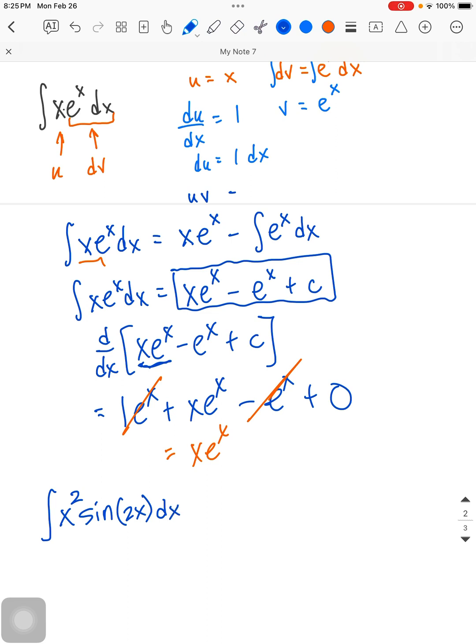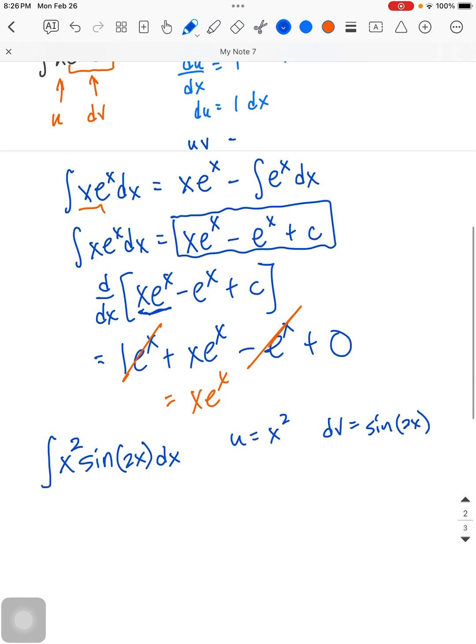And I'm going to move quickly because I want to cram in as much as I can in this video, but you can pause it and try some of these things on your own. So I'm going to set u equal to this, and I'm going to set dv equal to sine 2x.